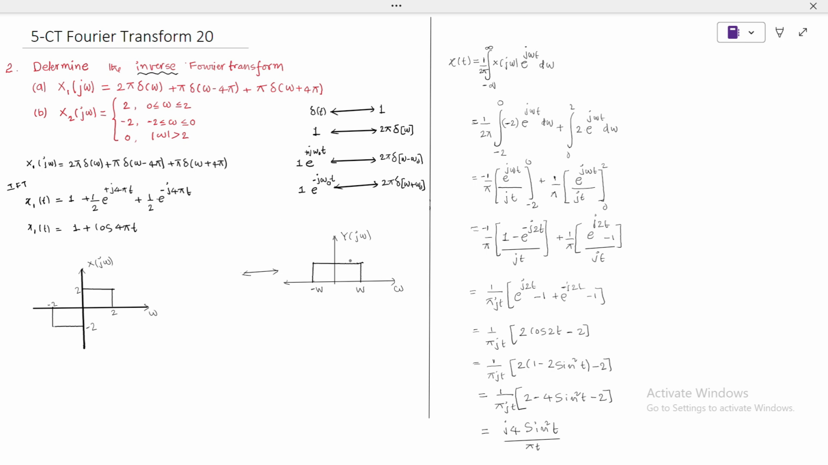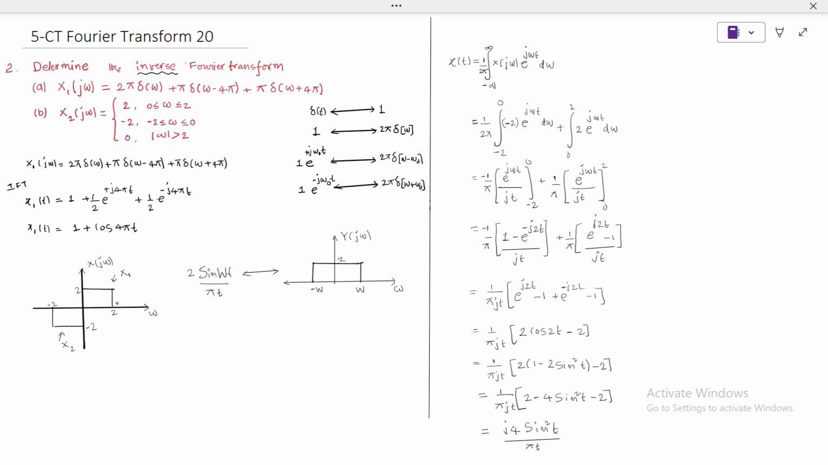So this is one rectangular pulse in the frequency domain. We know that, for example, this has a magnitude equal to 2. So it is 2 into sin(Wt) by pi t. But here I'm assuming this is x1, this is x2.